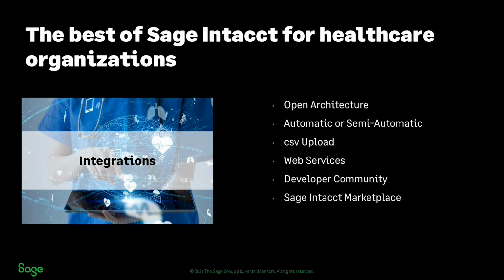The last pillar is integrations. And again, there's a reason why we are different. We are different because of our model. Our model is called best in class. And best in class means that we are going to be your best financial management solution. That's what we do best. We eat, sleep, breathe financials.